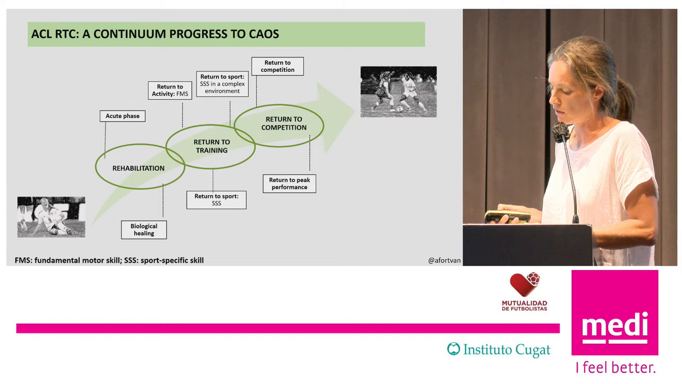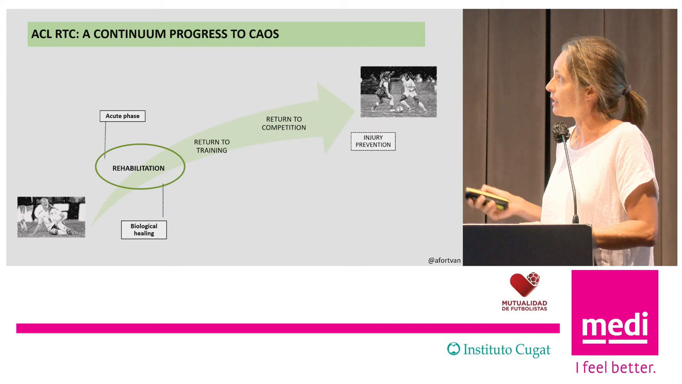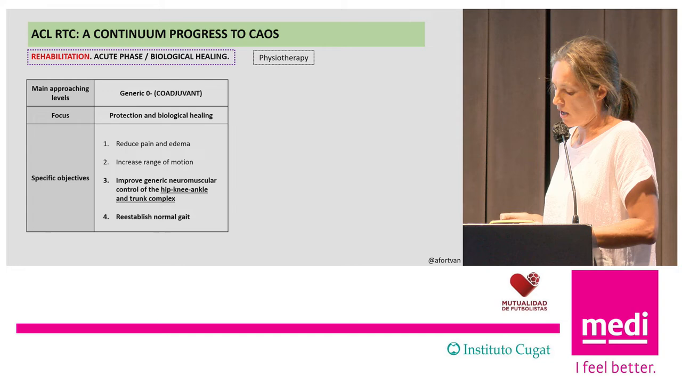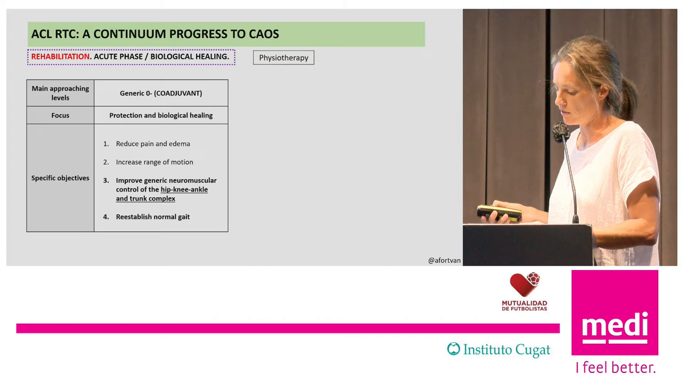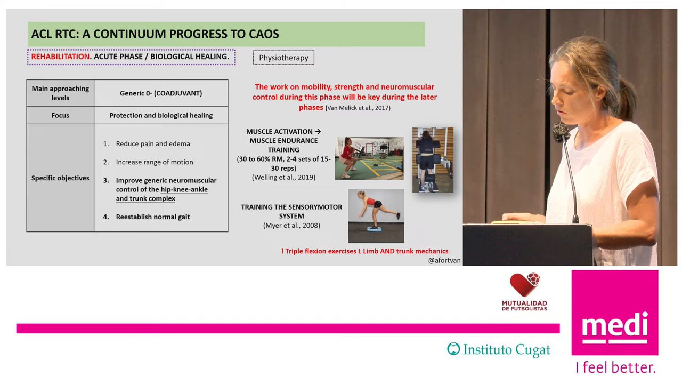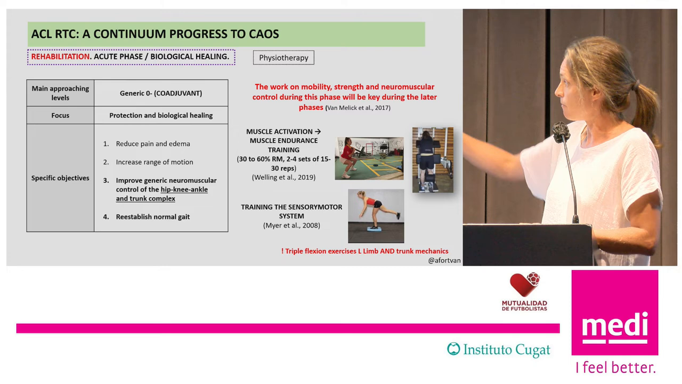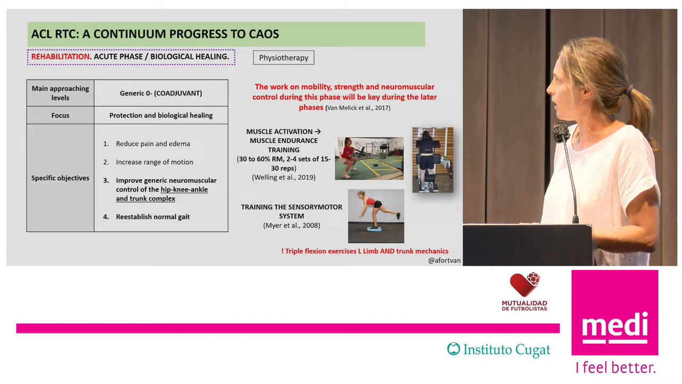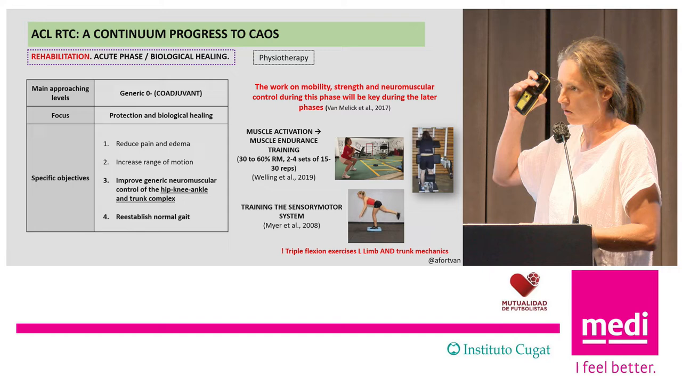Initially, the main objectives of the rehabilitation level are biological healing and improvement and maintenance of the athlete's physical conditioning. I'll be brief with this phase, just emphasizing that the work of mobility, strength, and neuromuscular control will be the keys during the later phases. Especially, very, very important, the triple flexion exercise with the lower limb and with good mechanics. This is basic in the first stages and also in the other phases.